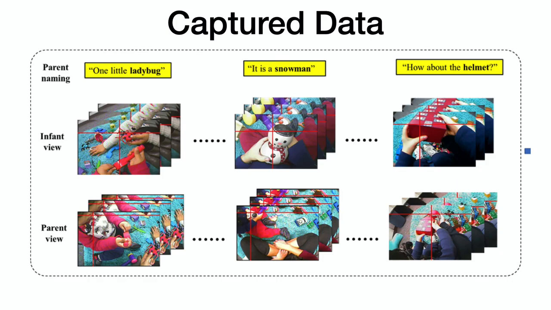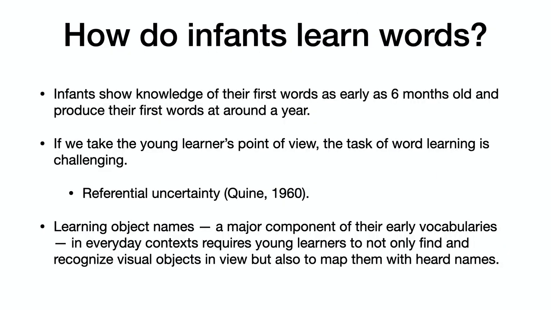These examples highlight the difficulty of linking parent spoken words to the correct objects from multiple object candidates appearing in the infant's view. As we have seen in the examples, learning object names in everyday context requires the children not only to find and recognize visual objects, but also to map these objects to the correct name words.